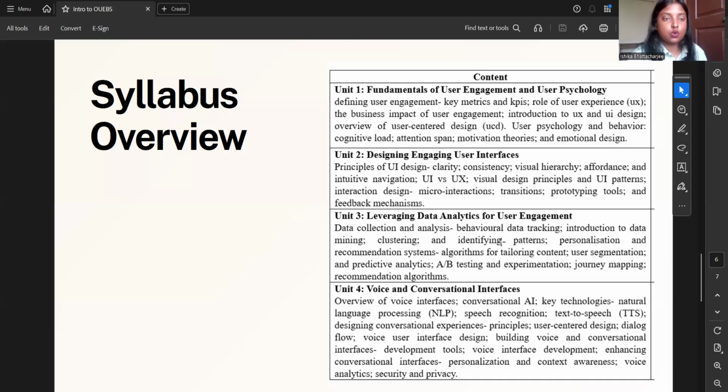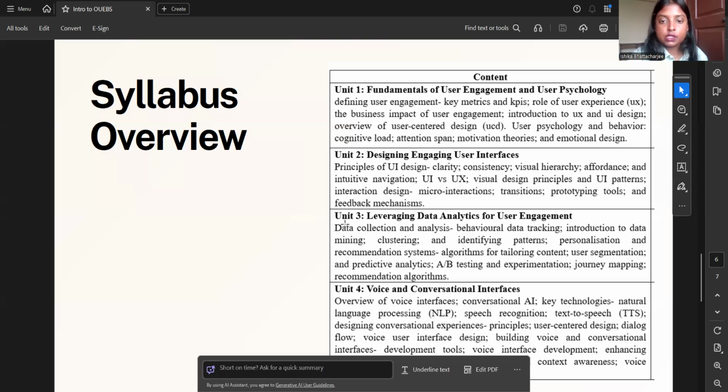So this is the whole course overview we are going to learn. This is all that I need you to know. And in the UI UX parts, we are going to learn some tools like Figma. And in the voice and conversational interfaces, we are going to have some hands-on implementation of the key technologies of conversational AIs. So this is all for the course introduction.